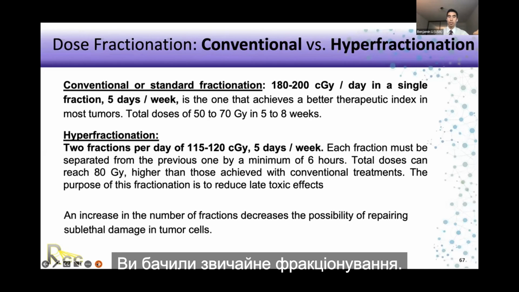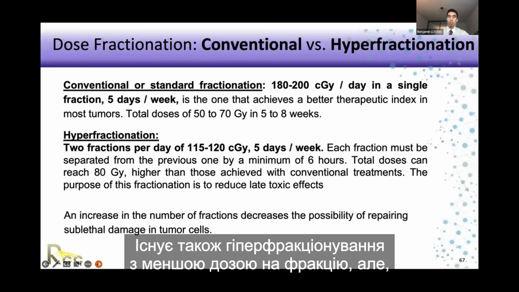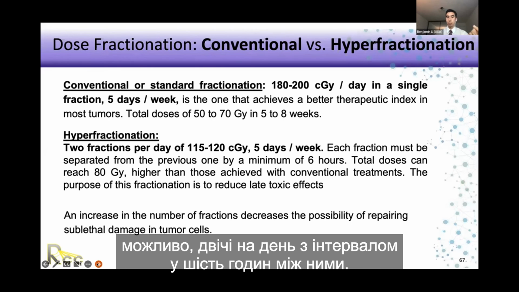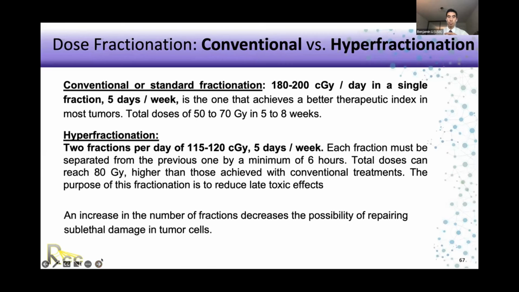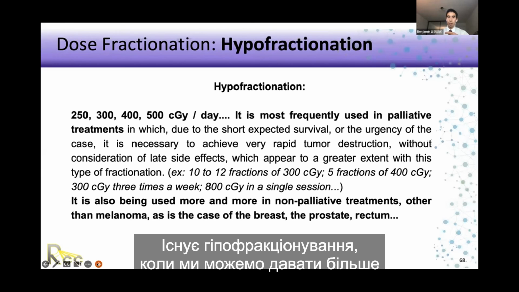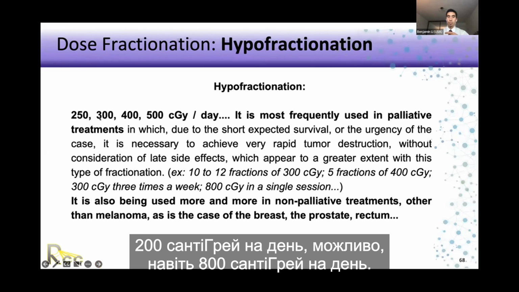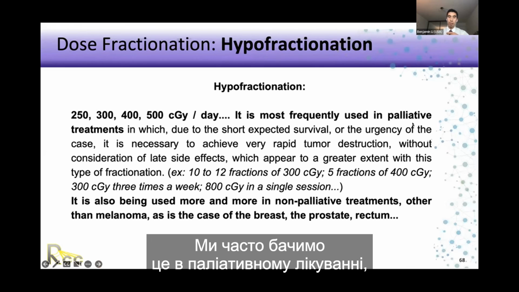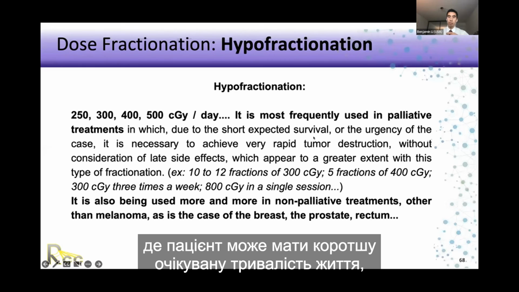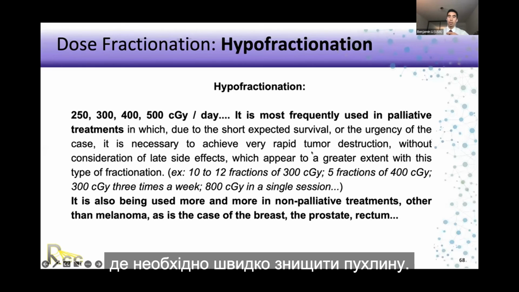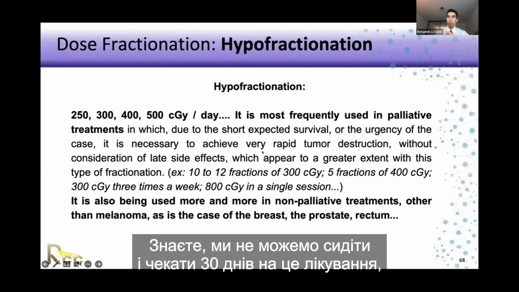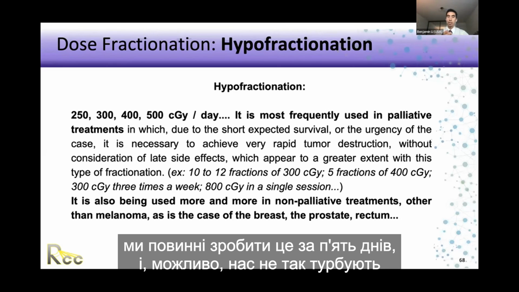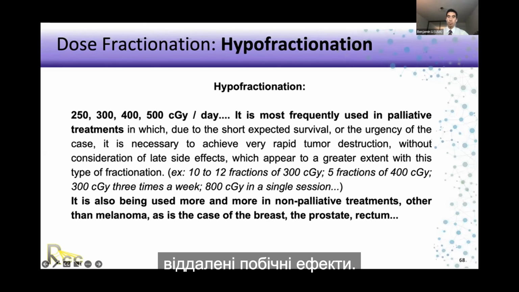You've seen conventional fractionation. There's also hyperfractionation with a lower dose per fraction, but maybe given twice a day with that 6 hours in between. There's hypofractionation, where we may be giving more than 200 centigray a day, maybe even 800 centigray a day. We often see this in palliative treatments, where the patient may have a shorter expected survival, where it's necessary to have rapid tumor destruction. We can't sit and wait 30 days for this treatment. We have to get it done in 5 days. And maybe we're not as worried about the late-term side effects.